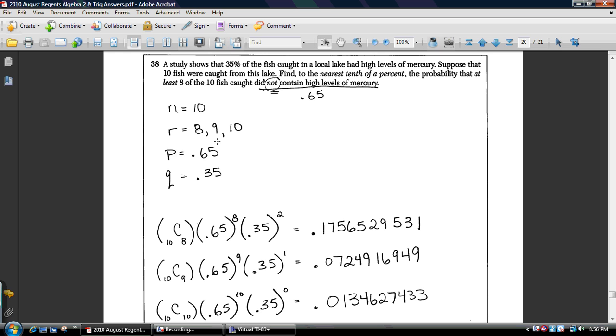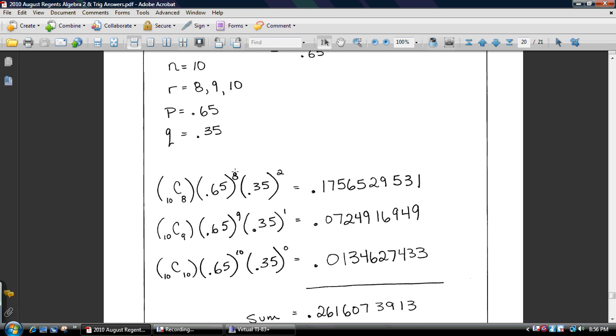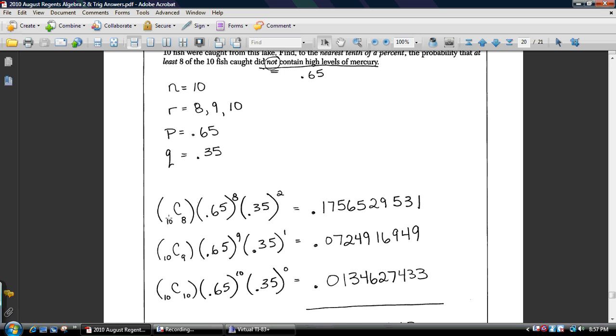P, where did I get this 0.65? We are actually looking to catch fish which do not contain high levels of mercury. And since the probability of catching one that contains high levels of mercury is 0.35 or 35%, not getting high mercury levels must be 0.65. And then we just use our formula. We need to find the probability of exactly 8, exactly 9, and exactly 10. That's nCr, p to the r, q to the n minus r.